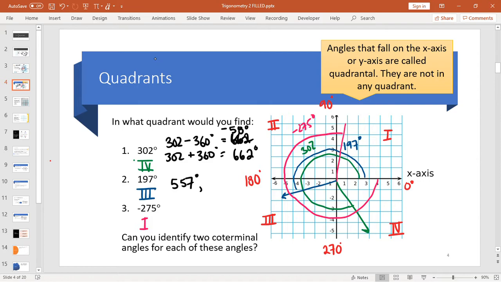197 minus 360, negative 163 degrees. Same thing, negative 275 minus 360, and negative 275 plus 360 is 85. And that's the clearest one to see it. We knew it was negative 275, but if we go this way, the positive angle that is coterminal is 85.